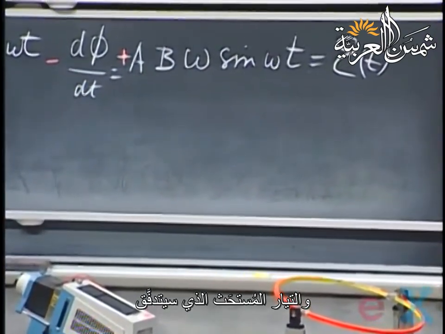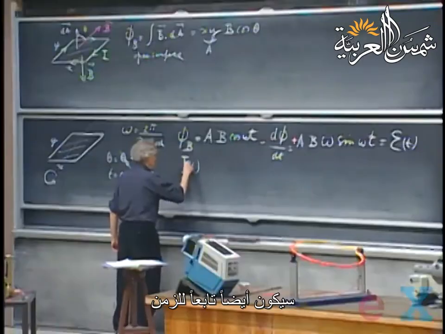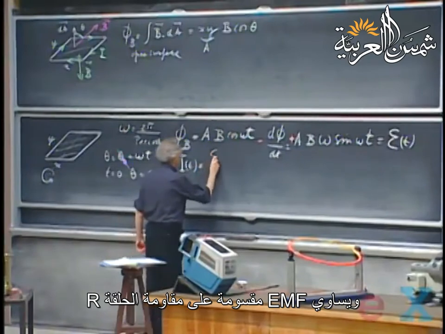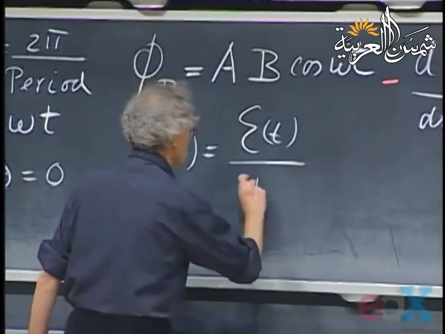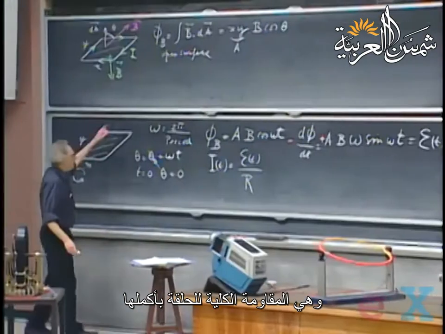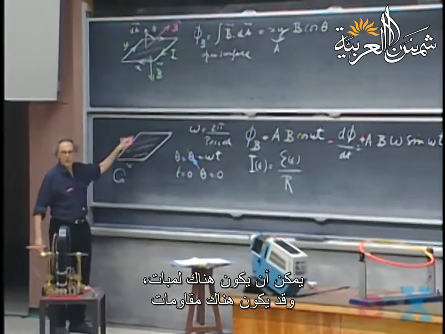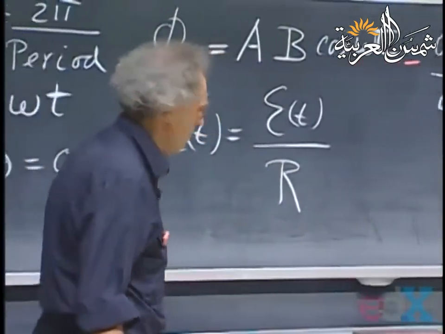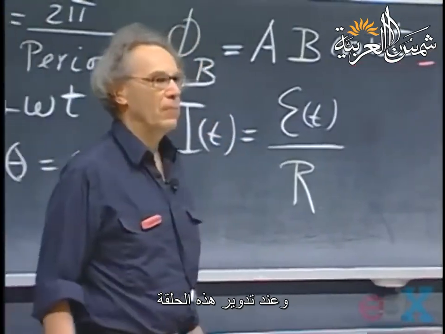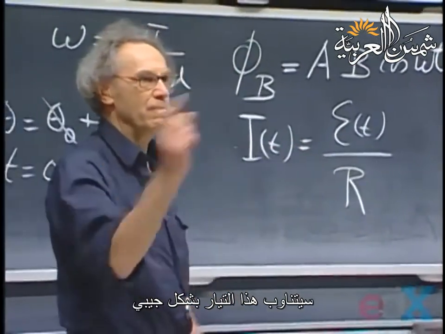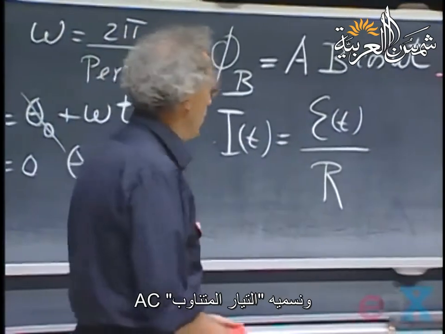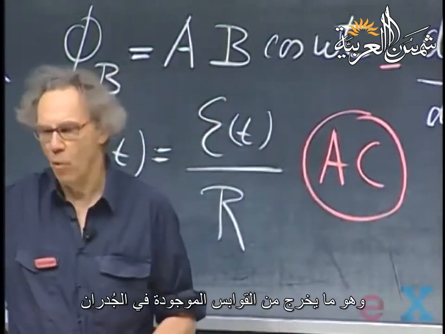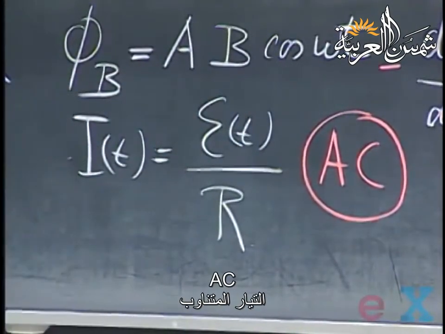And so the current that is going to flow, the induced current, which will also be time dependent, is the EMF divided by the resistance in the loop. And this is the total resistance of that entire network. There could be light bulbs in there, there could be resistances in there, it's the total resistance. And this current, when I rotate this loop, is going to alternate in a sinusoidal fashion. And we call that alternating current, AC. That's what's coming out of the wall. AC.